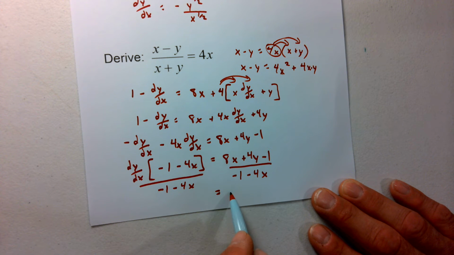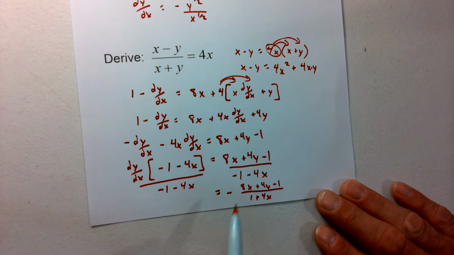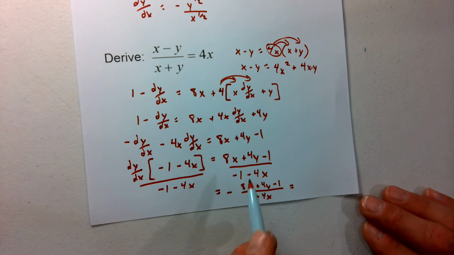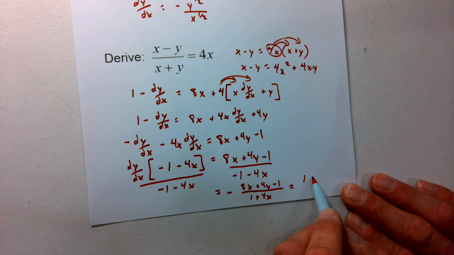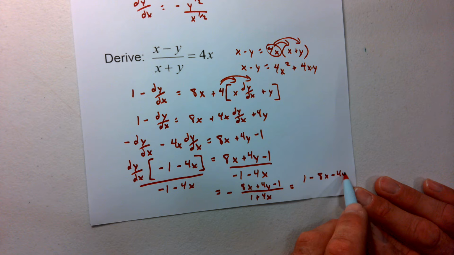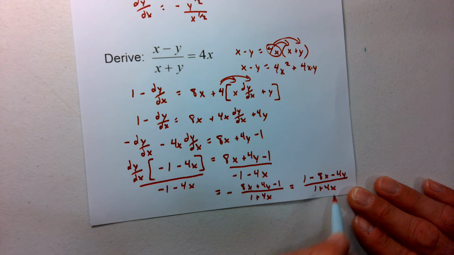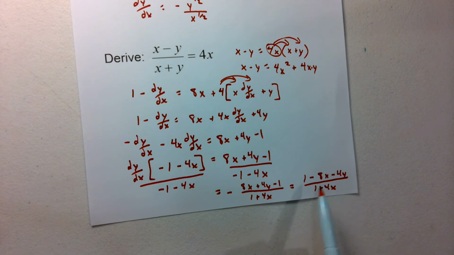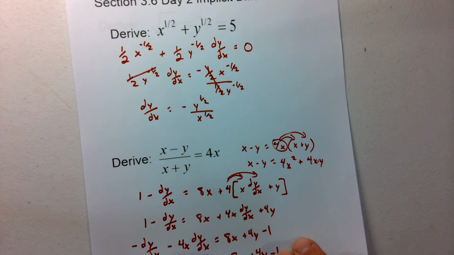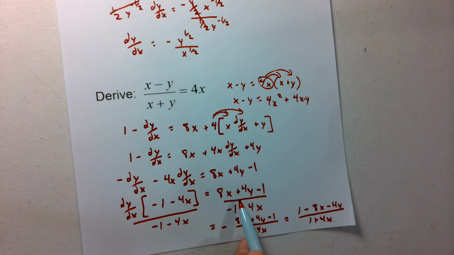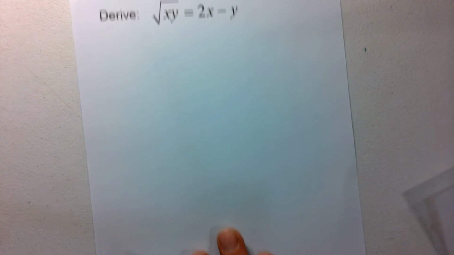So a couple variations that we could see: the negative of 8x plus 4y minus 1 over 1 plus 4x. We could also see that negative being multiplied through the numerator, so we could see 1 minus 8x minus 4y over 1 plus 4x, and any variation thereof. I just brought the negative up front to make the 1 a positive value to start. Again, it's really up to you and what the multiple choice is going to look like if it's on a test or quiz. Extended response, I would leave it up here and be done because you've answered the question.